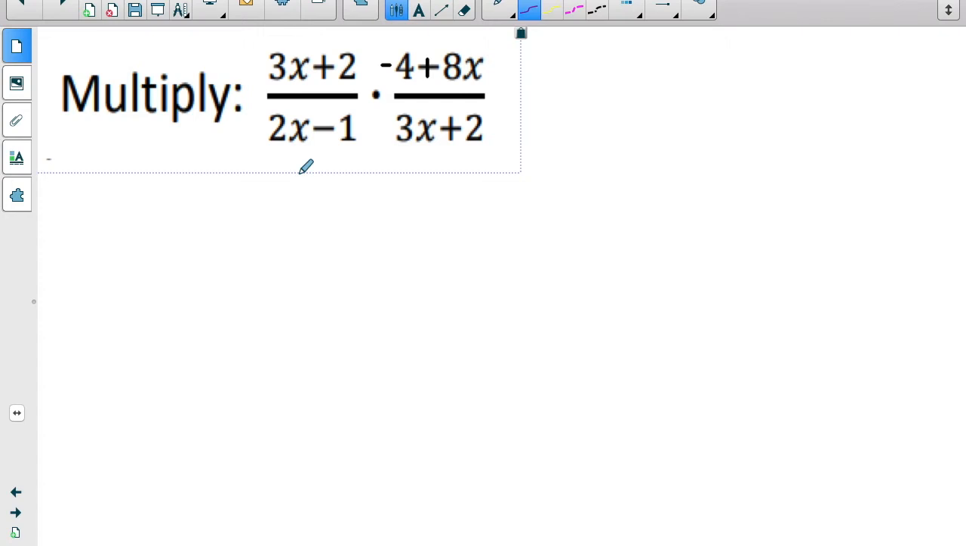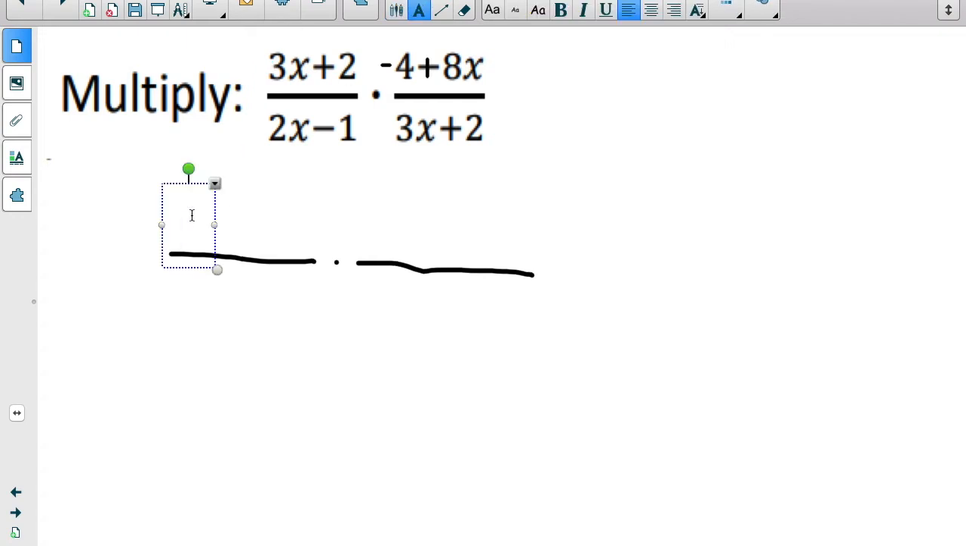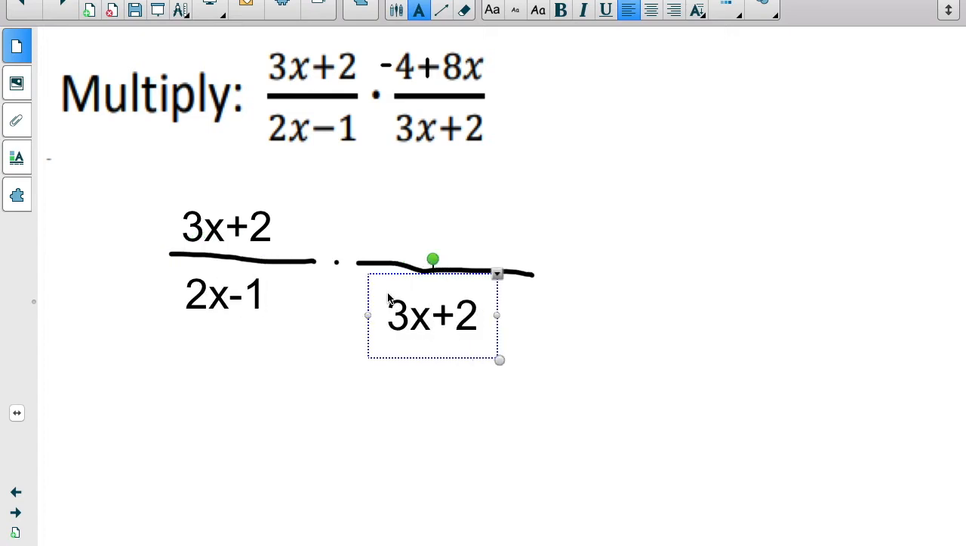All right, let's look at this one here. Now, some of our simplifying is going to be pretty easy to see for this one here because we can kind of see it as we look at it. Now, we look at the first part. Well, we have 3x plus 2, 2x minus 1, 3x plus 2. All of these here are pretty straightforward. We can see that those are what they are, and they work out just fine.